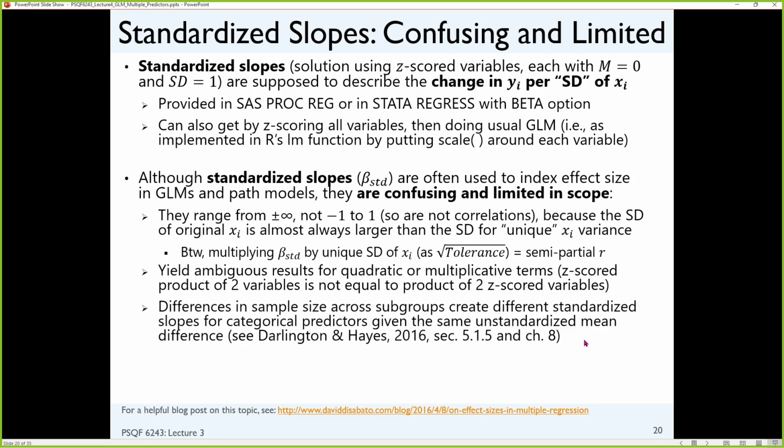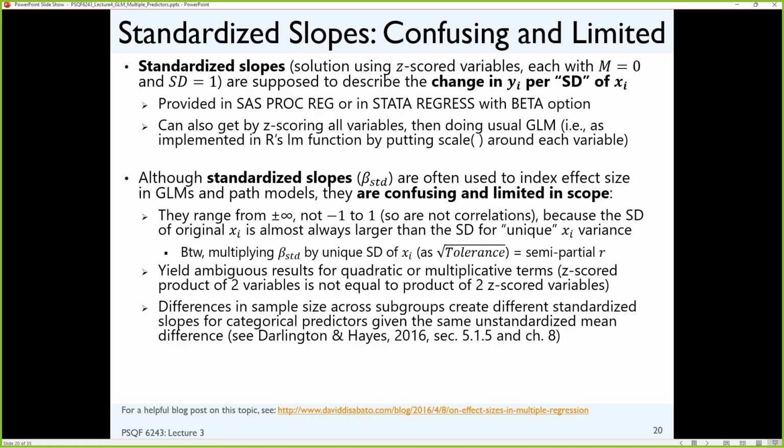Another potential problem is that the idea of a standard deviation change makes 0 sense if you're talking about a categorical predictor. If you have, say, group A versus group B, a 1-unit change means you're moving from group B to group A. There is no standard deviation. That doesn't mean anything. And if you have the same mean difference between group A and group B, that will get translated to a different standardized slope if the groups have equal sample size than if they have unequal sample size. Because unequal sample size changes the variance of the variable, which changes the standard deviation, which changes what the z-scored version of it would be.